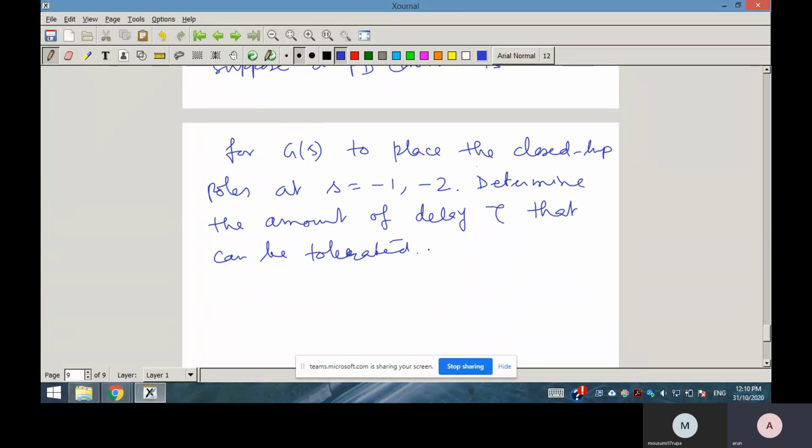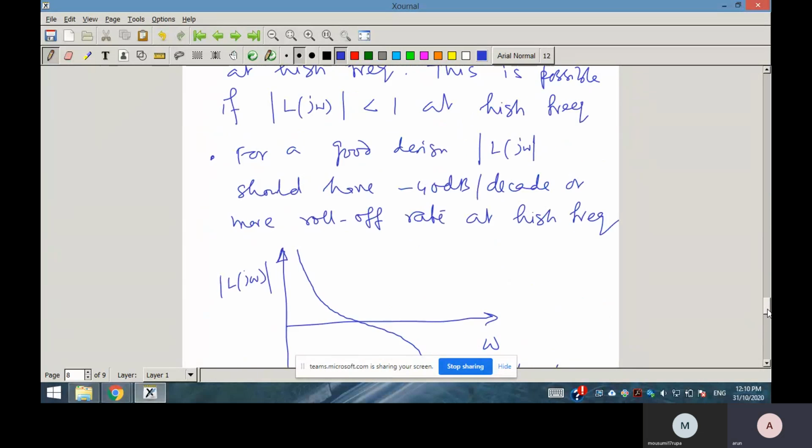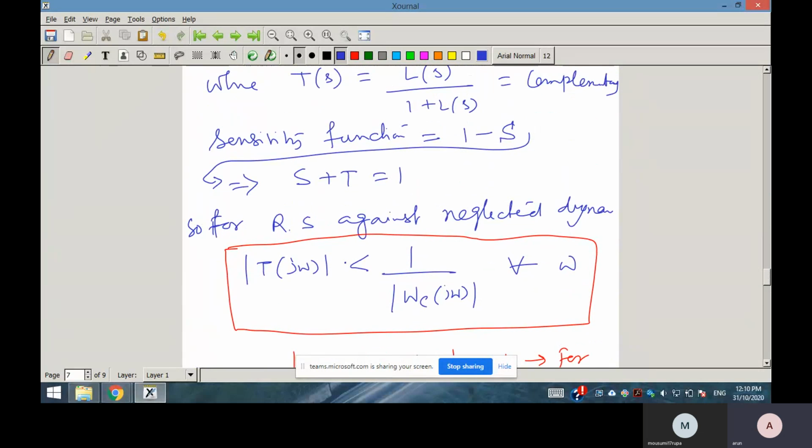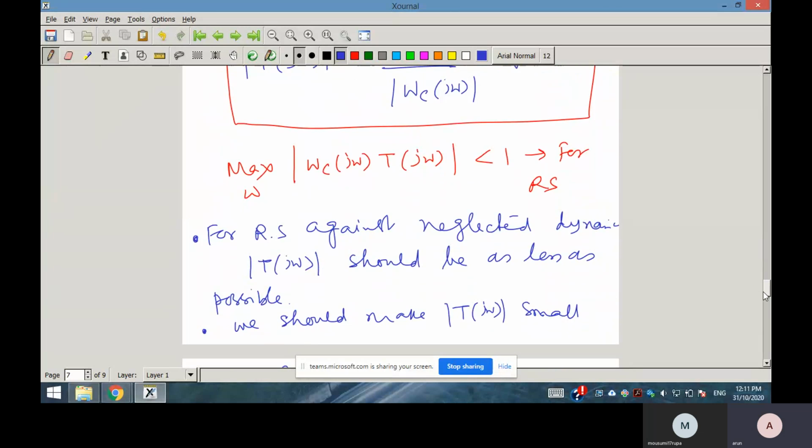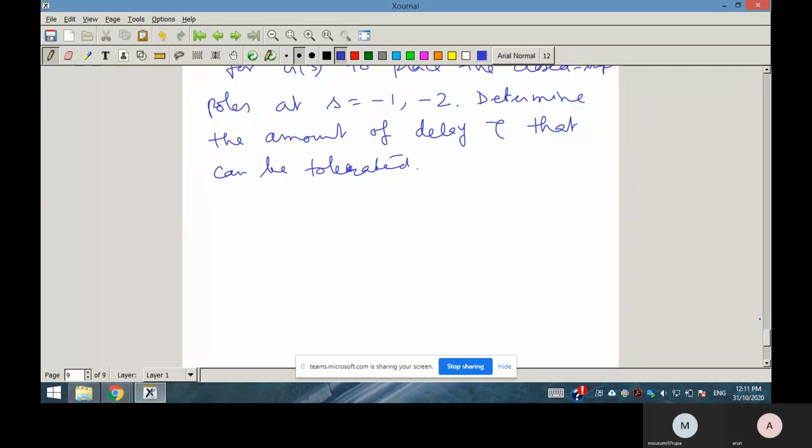Remember one thing I want to say: the robust stability condition we have obtained is a sufficient condition, not a necessary one. That means if it is satisfied, then you can guarantee robustness against unmodeled dynamics. If it is not satisfied, it does not mean you cannot obtain robustness, but you cannot guarantee it. To guarantee it, this has to be satisfied. So we will solve it.